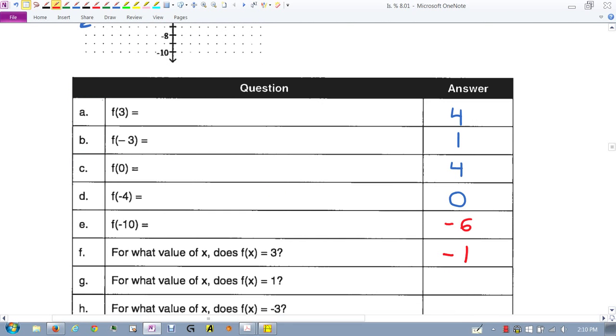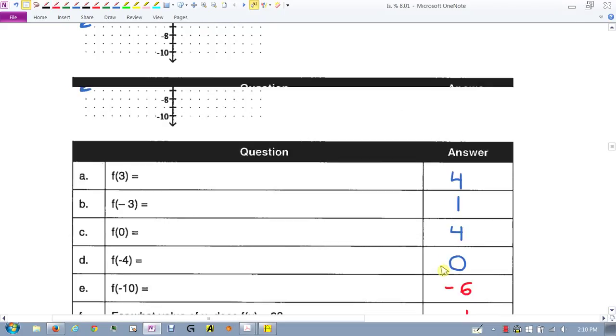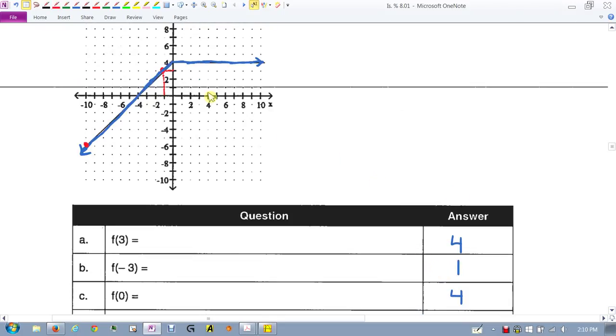For what value of x does the function equal 1? So this time we go up 1, and we look out.